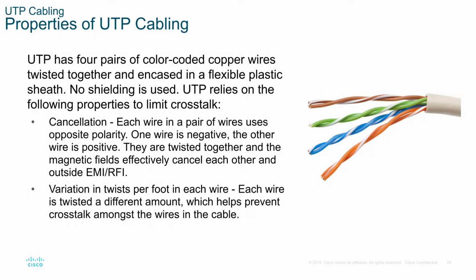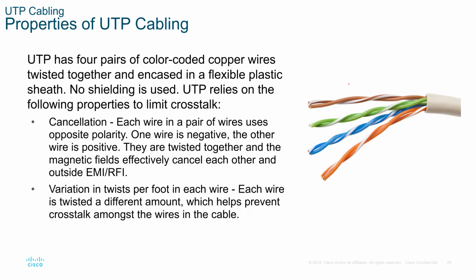Now here's a good picture for the UTP cabling. And you can see the blue has more twists per inch than the green or the brown or the orange. And this is specifically done, again, to eliminate crosstalk. So UTP has four pairs of color-coded copper wires twisted together and encased in a flexible plastic sheath. There is no shielding in unshielded twisted pair.